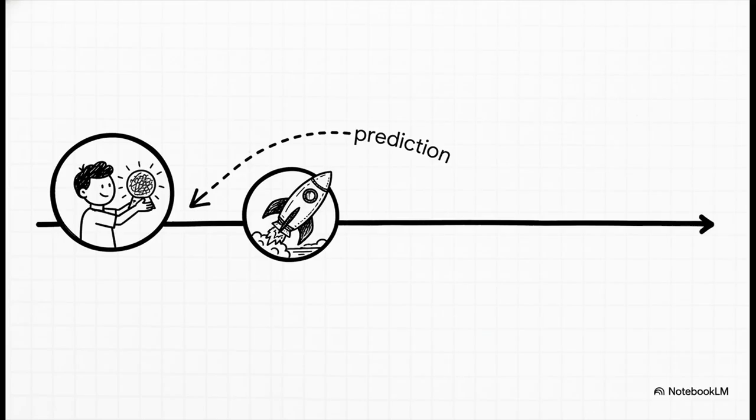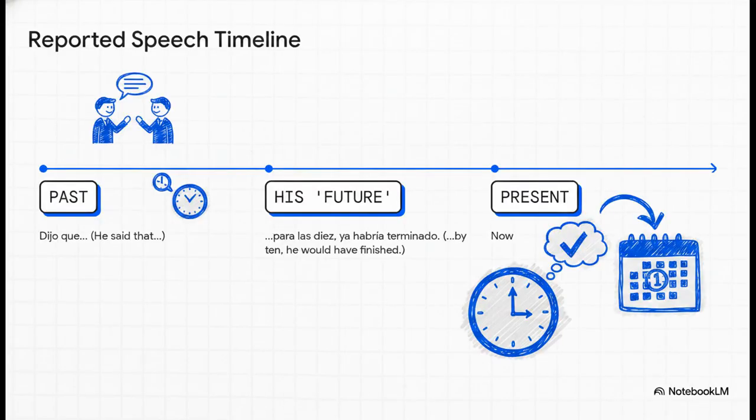It's like you're telling a story about a prediction that was made in the past, about another moment that's also in the past. This timeline really helps clear it up. So, imagine last Monday. That's the past. Your friend says something. He makes a prediction about what was going to happen by 10 p.m. that same night. That was his future. Now, here we are in the present, and from our perspective, both of those things already happened.